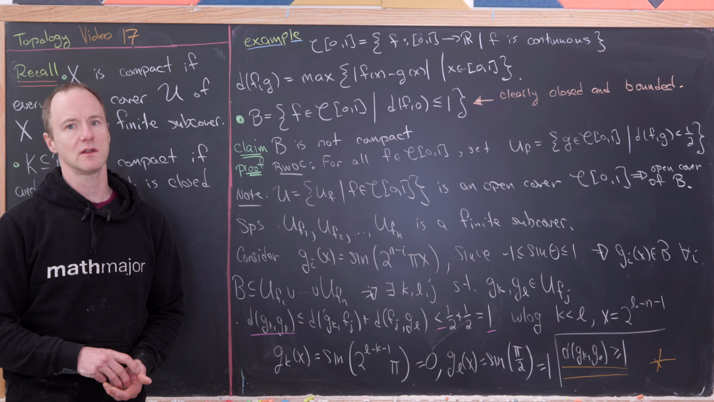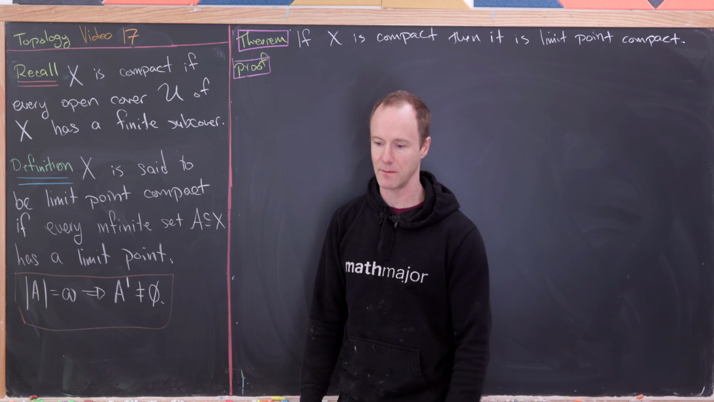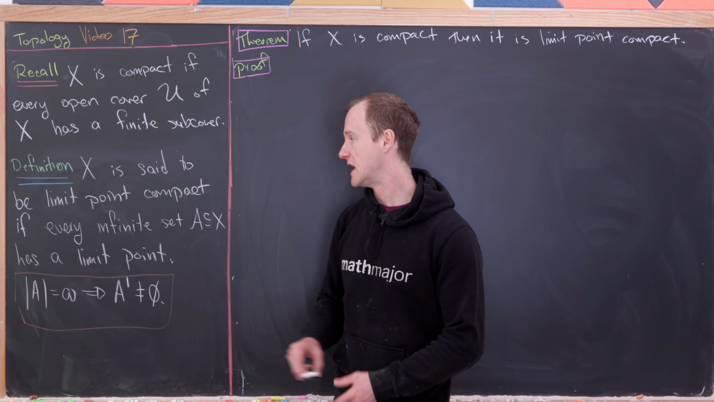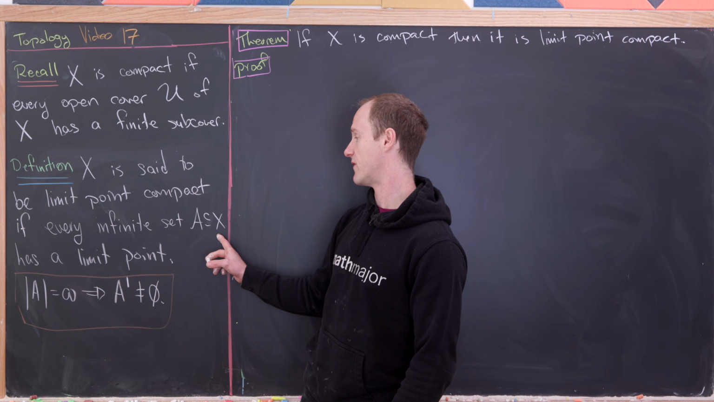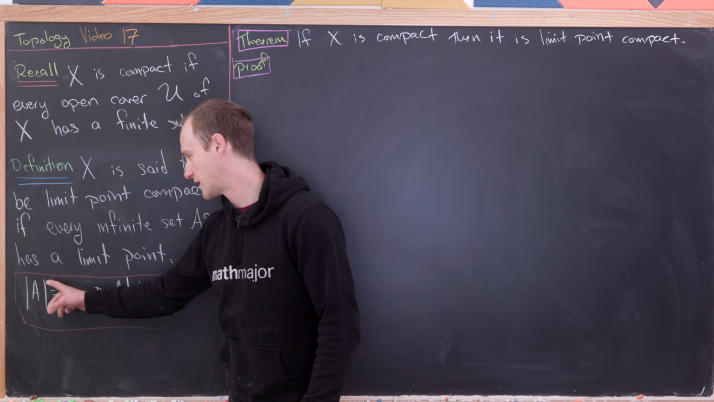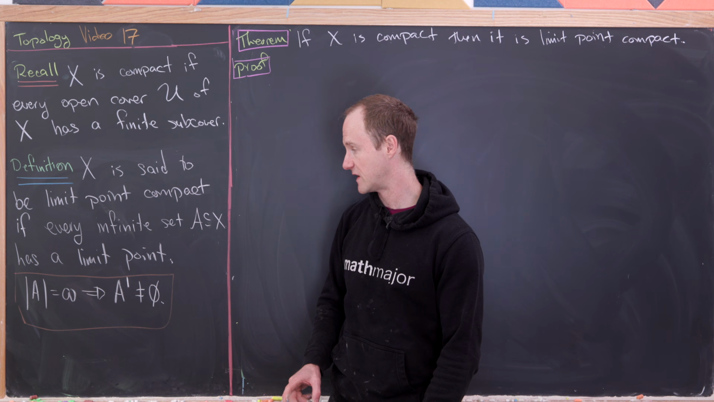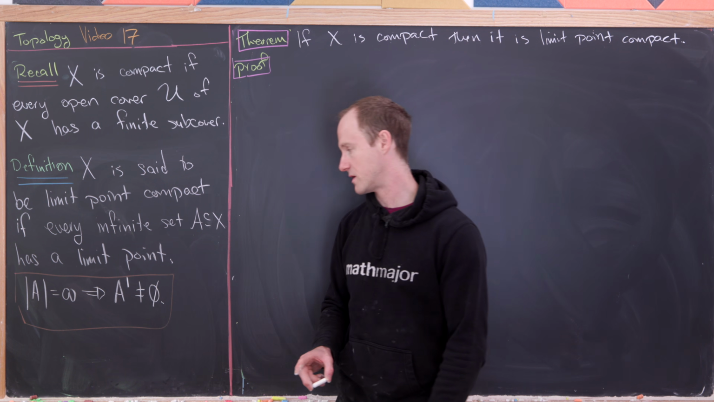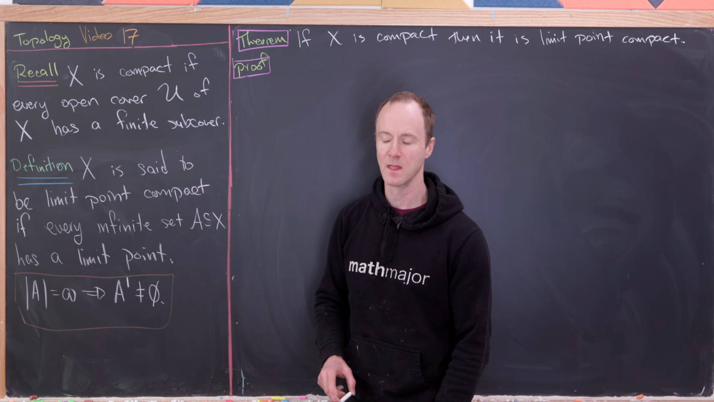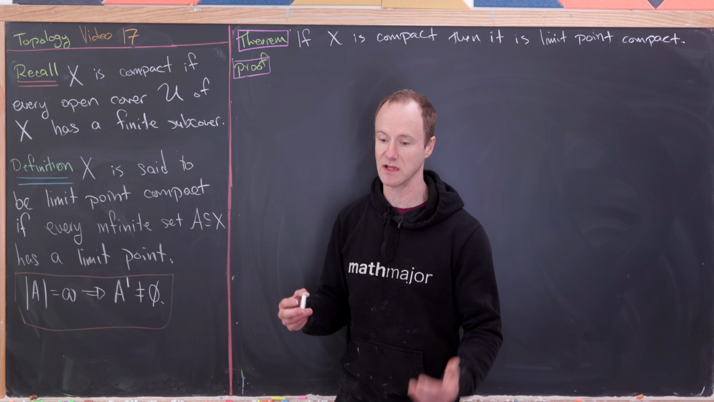Okay, so next up I want to look at a little twist on the idea of compactness. Now we want to look at the notion of limit point compactness. The definition goes like this. X is said to be limit point compact if every infinite subset A of X has a limit point. But notice that we could write that as follows. Here we've got a set A which has infinitely many elements, so the cardinality of A is infinity. That implies that A prime is not the empty set. Recall that A prime was the set of limit points of A. Notice here, this does not guarantee that the limit point is inside the set. It just has a limit point.